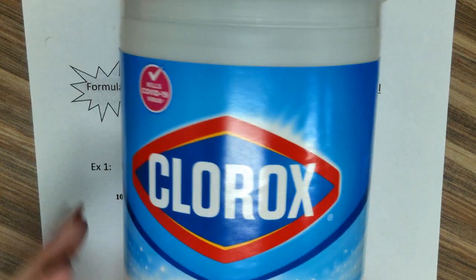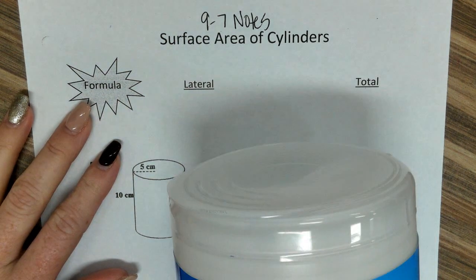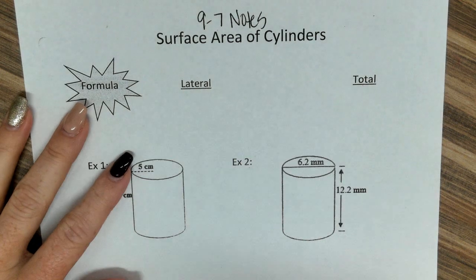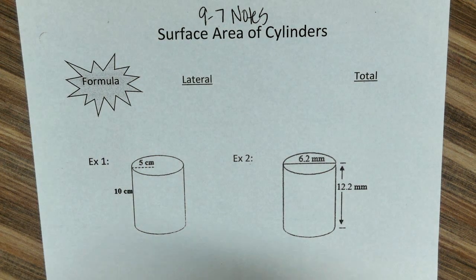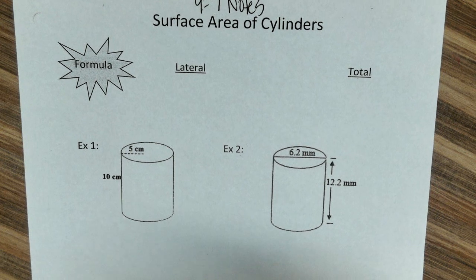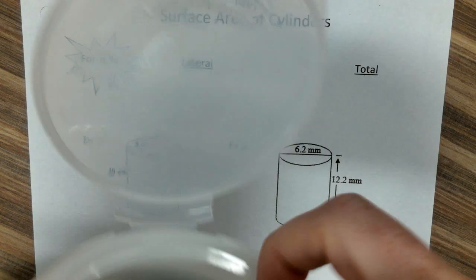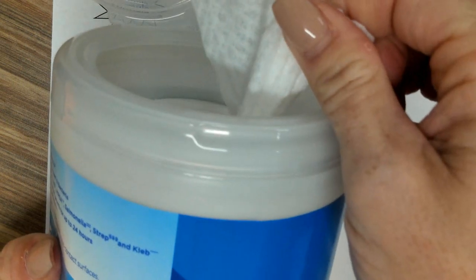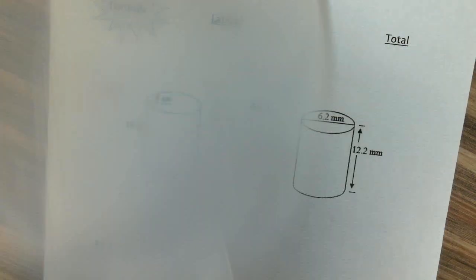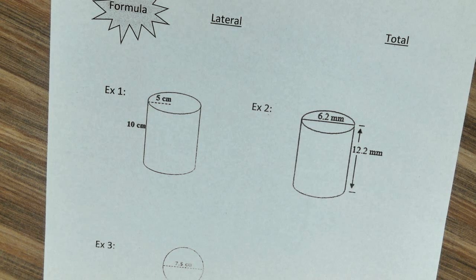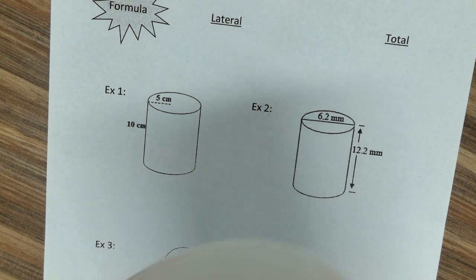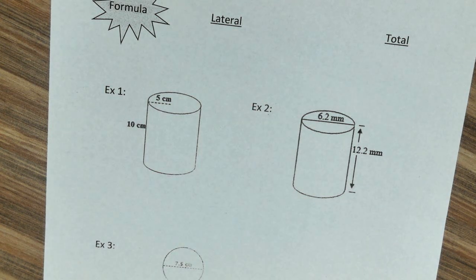I have this container of Clorox wipes. This container is what type of shape? A cylinder. Volume, what we learned last week, is how many of these Clorox wipes fit on the inside. How many can I shove in there? That's volume. Surface area, what we're learning today, is how much wrapping paper would I need to wrap this if it was a gift? Do y'all understand the difference?